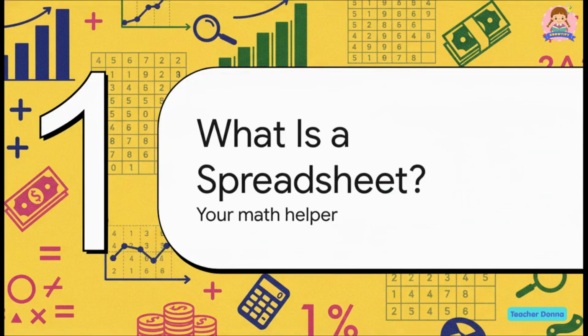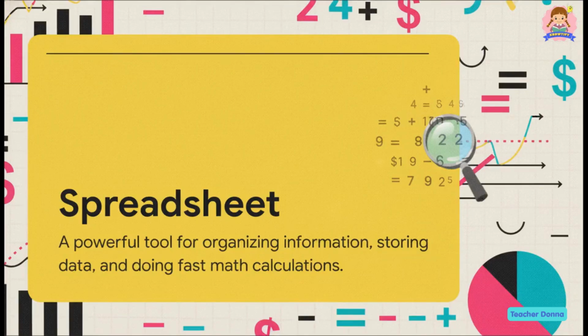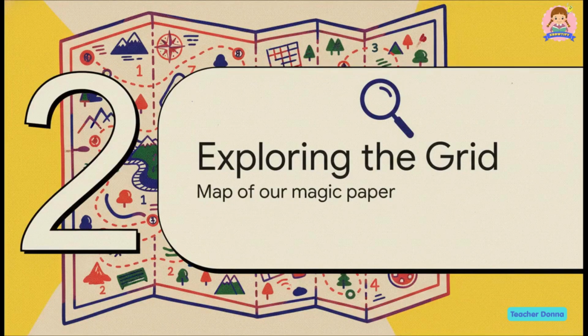So, what is a spreadsheet, really? And how does it get its superpowers? Let's take a closer look and find out what makes it our new superpowered math helper. Okay, here's the best way to think about it. A spreadsheet is like a super smart piece of paper that just loves math. You can give it a huge list of numbers and it can do almost any math problem you can imagine all by itself. And the best part, it does it, poof, in the blink of an eye. So fast.